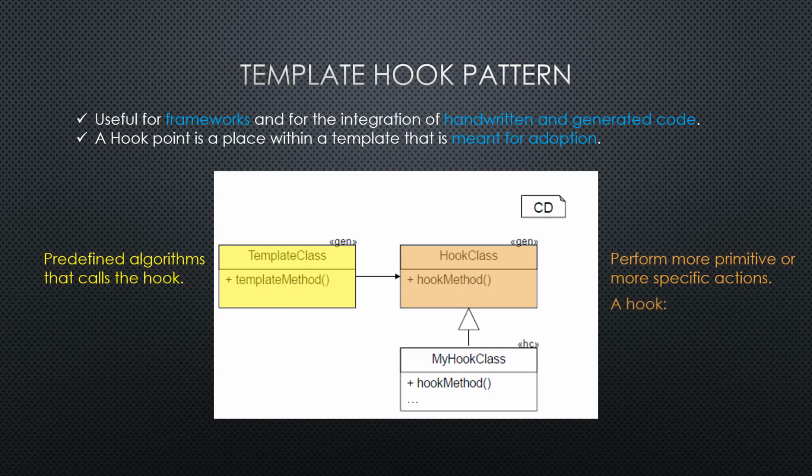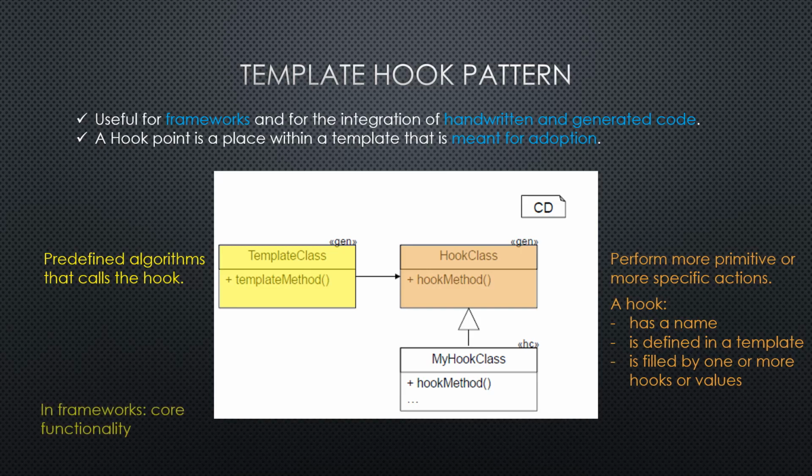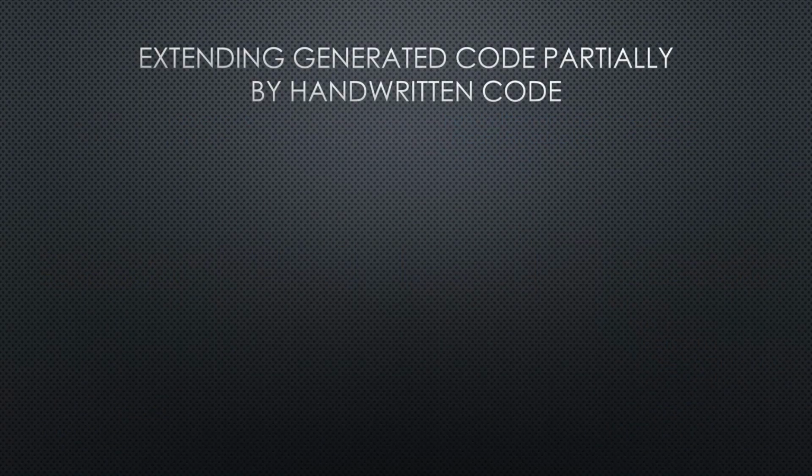A hook has a name, is defined in a template, and is filled by one or more hooks or values, while the defining template remains unchanged. A key mechanism in frameworks is to code the core functionality into the template that also belongs to the framework, and some basic actions to hook methods. The latter is meant to be defined by the individual application itself using subclassing of the respective framework classes.